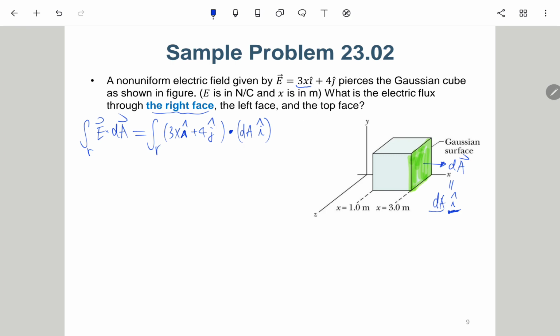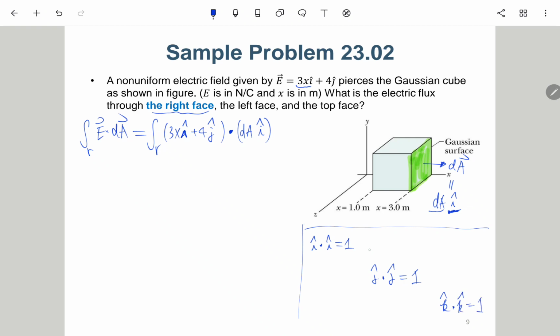Okay, so how do we calculate the inner product between the unit vectors? It will be very, very simple. Actually, we would like to remember that i hat dot i hat equals 1, j hat dot j hat equals 1, and k hat dot k hat equals 1.